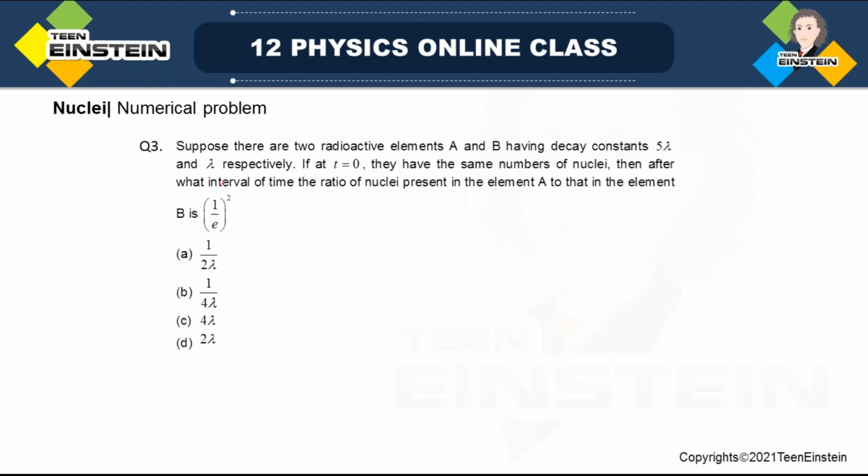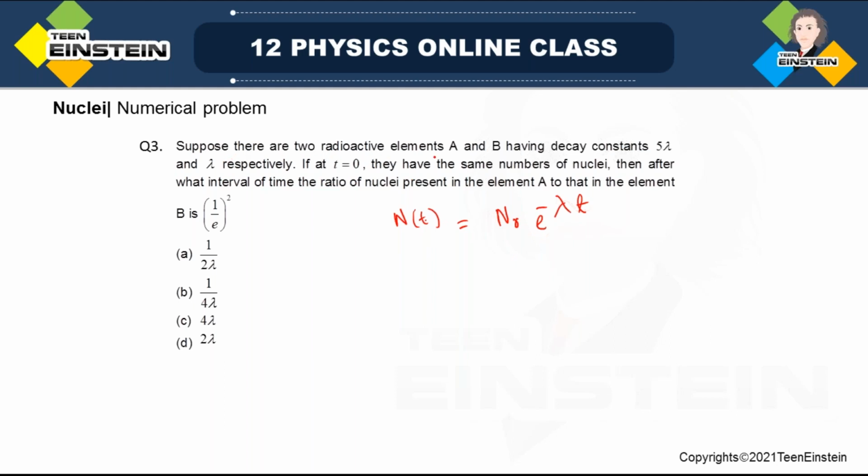See, this question is also similar to the previous question. This is also from radioactivity. So we may use this law of radioactivity, N of t is equal to N0 e to the power minus lambda into t. This law of radioactivity will be used in this case also. Let us read the problem first.